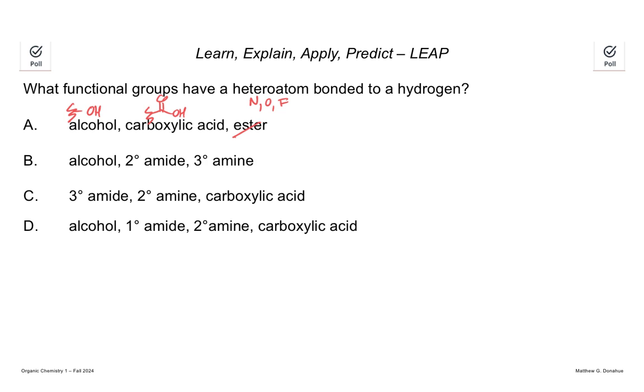What about choice B? Are all of those valid? See some head shaking, no. The tertiary amine is not. So this would be a primary amine. This would be a secondary amine. A tertiary amine would have 3 carbon groups to it, so it does not have an NH bond.